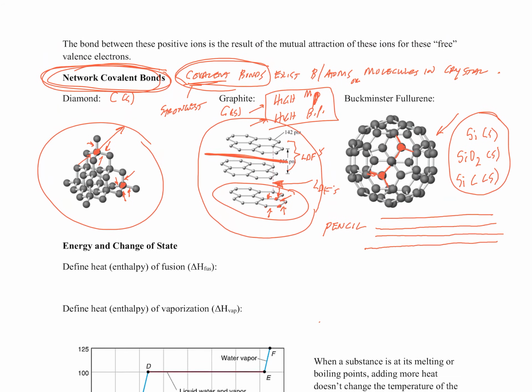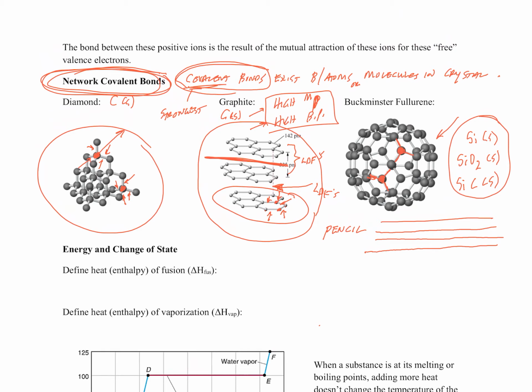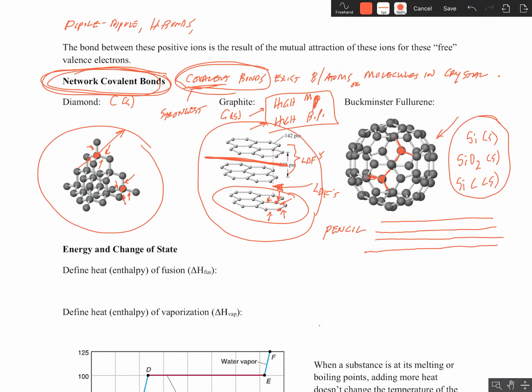So, just to recap, we have several different forces of attraction between atoms or molecules. We have molecular forces of attraction, which of course are dipole to dipole, hydrogen bonding, London dispersion forces. But then we also have these other forces of attraction that we've talked about: ionic bonding or ionic solids, metallic solids, and then finally network covalent solids.